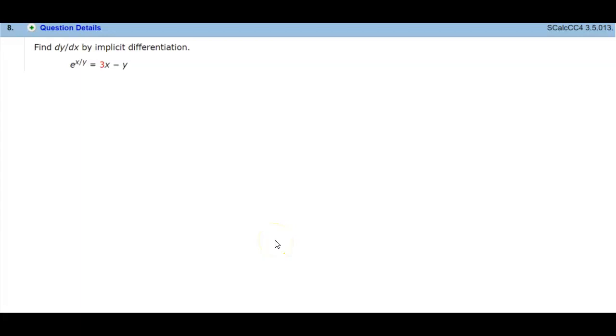Find the derivative using implicit differentiation. So we have the function on the left side. We're going to take the derivative with respect to x of e to the x over y, and that's equal to the derivative with respect to x of 3x minus y.